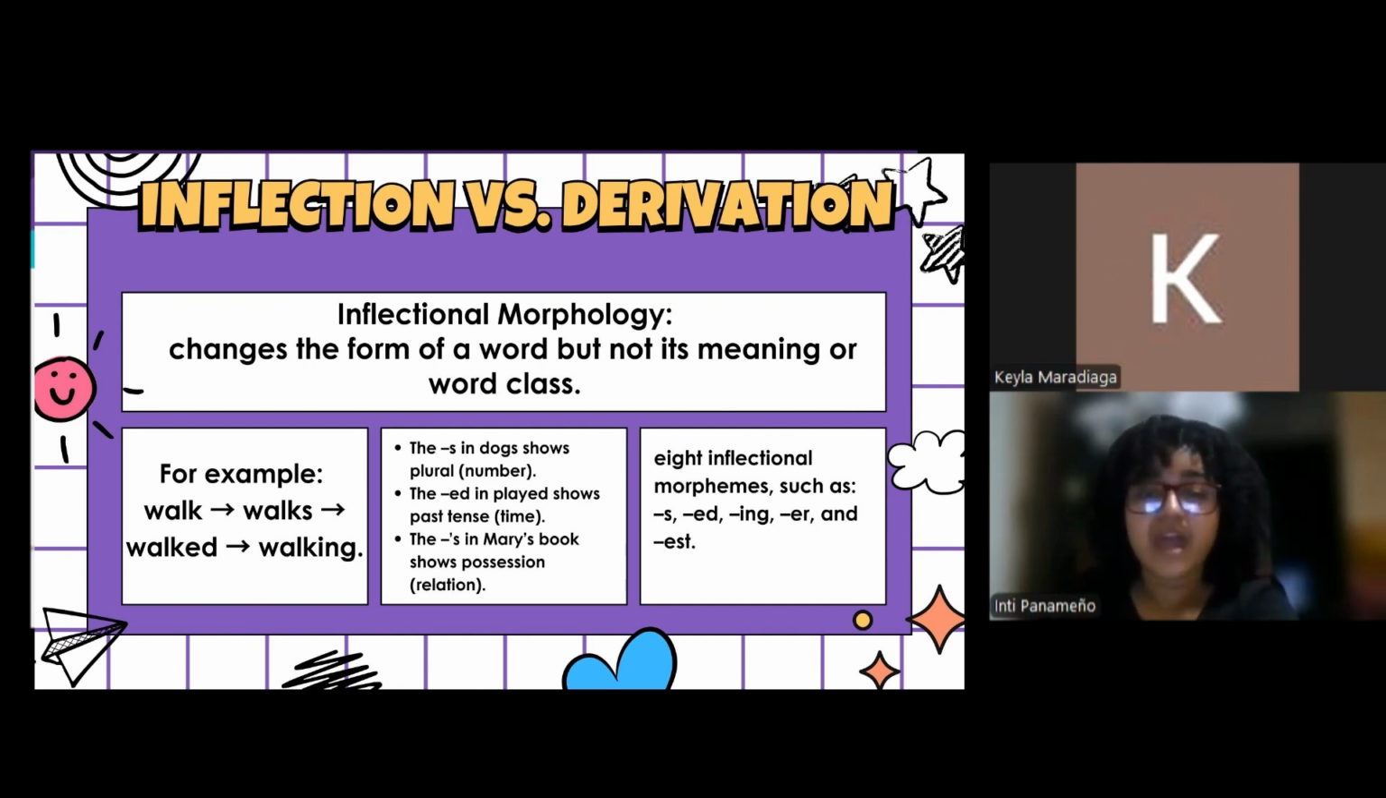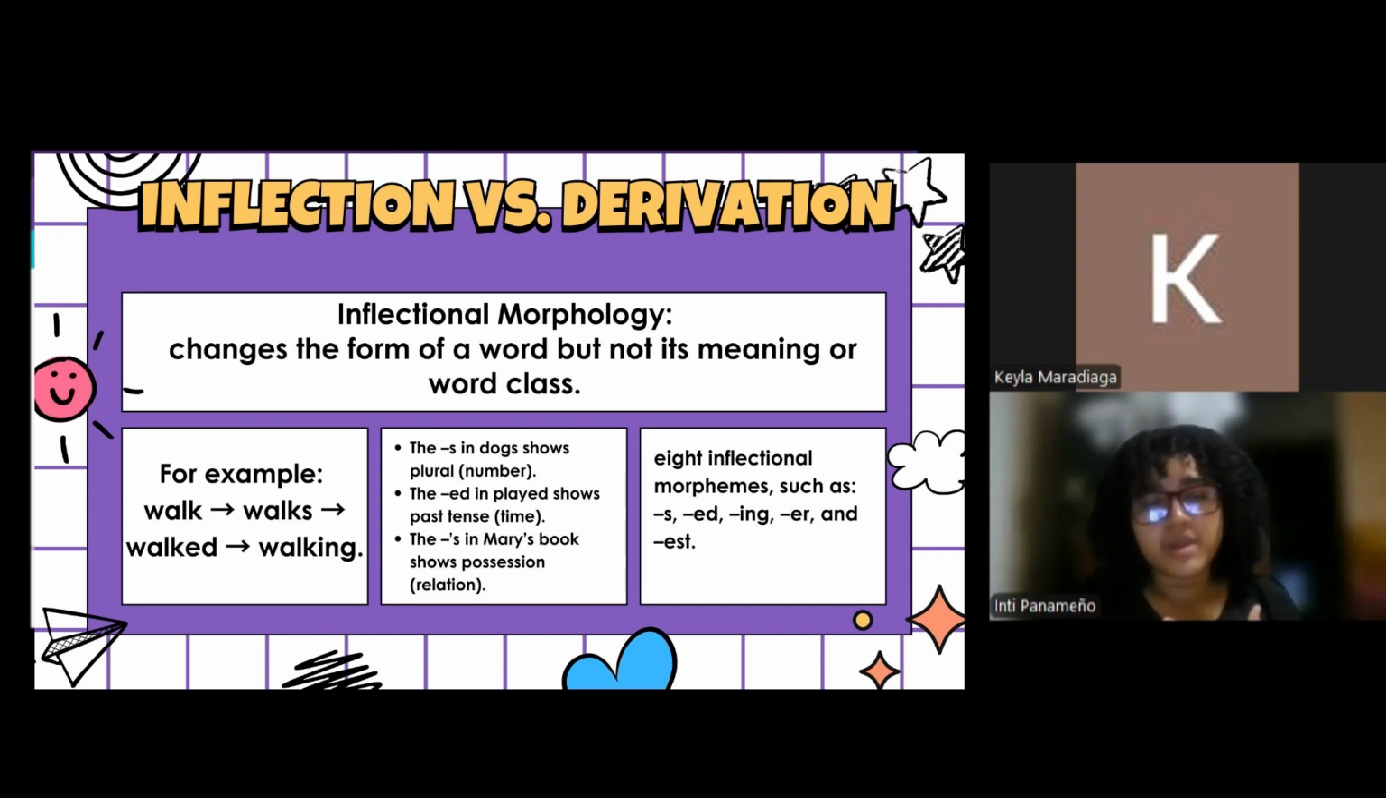For instance, here I have another example. The S in dogs shows plural, which is number, and the ED can explain the past time, like in played, the ED in play. And the apostrophe S in Mary's book shows the possession of something. So inflectional morphology adds grammatical information without creating a new word or changing the core meaning. In English, we usually have only 8 inflectional morphemes, such as S, ED, ING, ER, and EST.